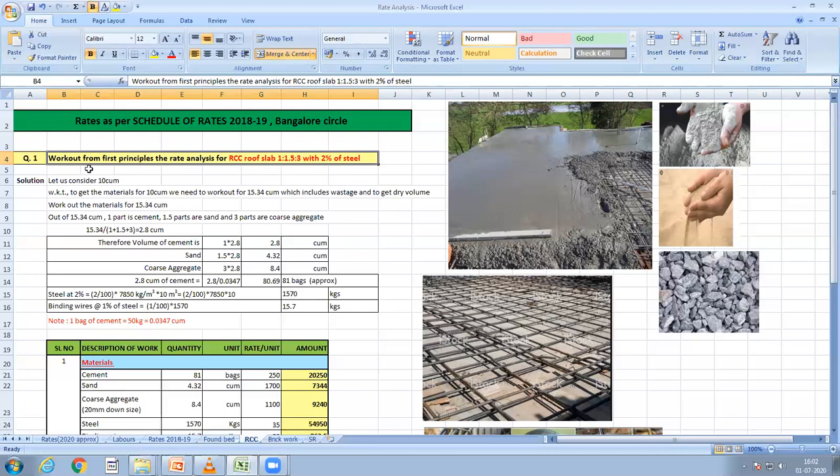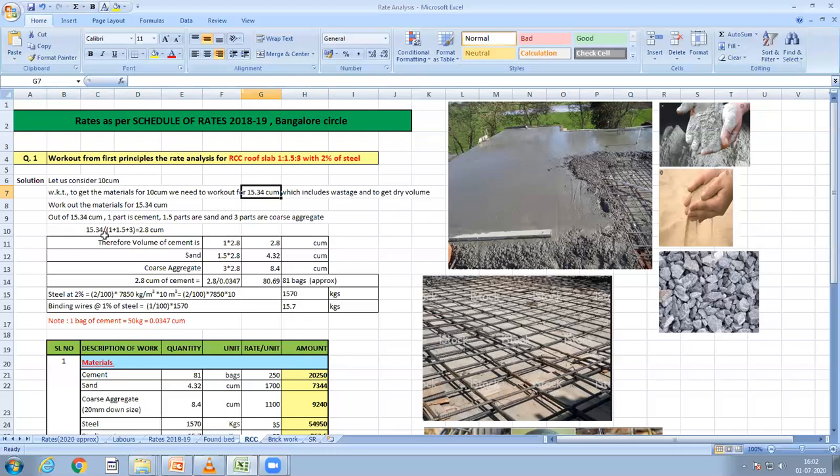Since it is a volume based work, we have to consider 10 cubic meter, and we know that to have 10 cubic meter of wet volume as the working condition, we need to work for 15.34 cubic meter, which includes the wastages and the dry volume. So we will be working out the materials for 15.34 cubic meter. Out of 15.34, 1 part will be cement, 1.5 will be sand, and 3 parts will be coarse aggregate. So we should find out the volume of 1 part out of this 15.34.